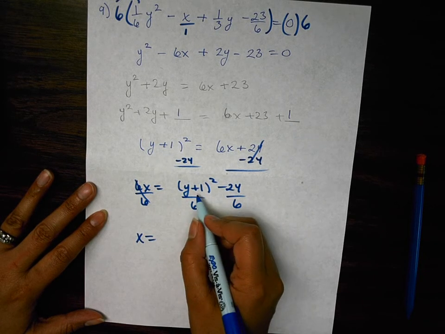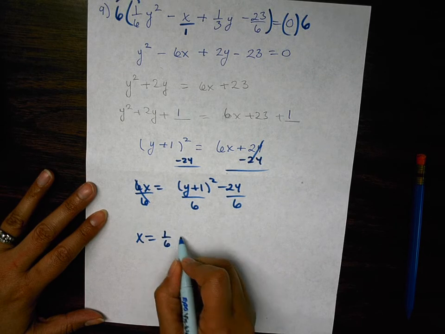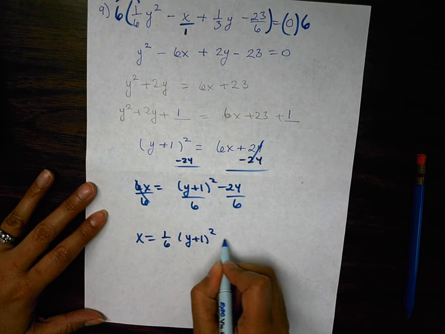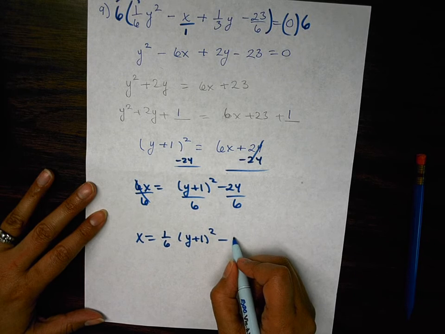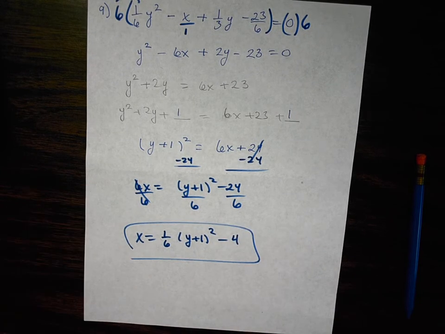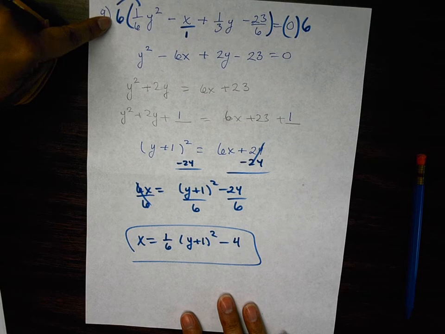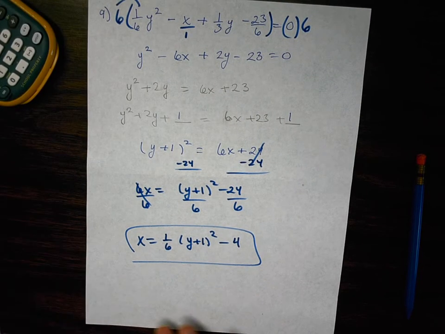Does anybody remember how we write this instead of like the way it is? A fraction in the front as? 1/6. Good job. 1/6, y plus 1 squared minus 4. Does that make sense? Okay. Yes. Yes, if they gave you this and said write it in descriptive form, this is what you'd end up with.